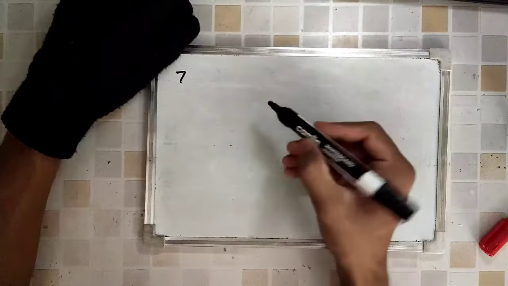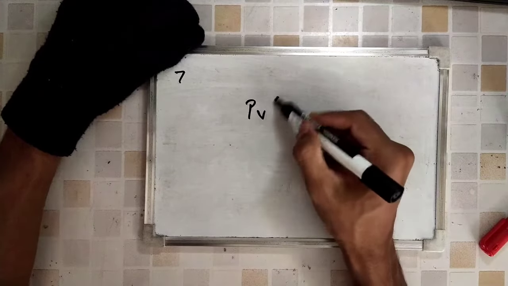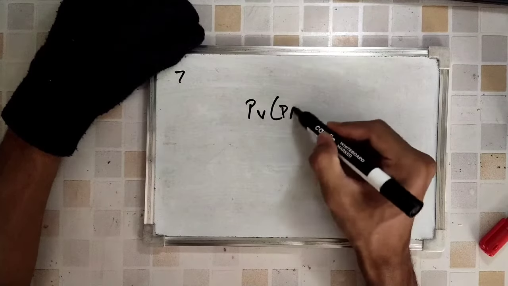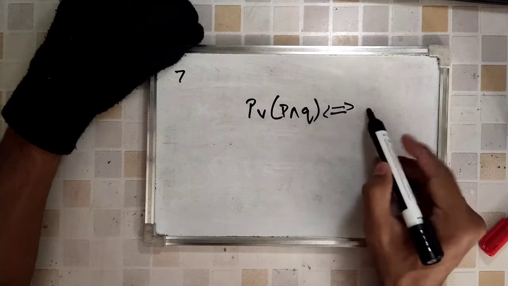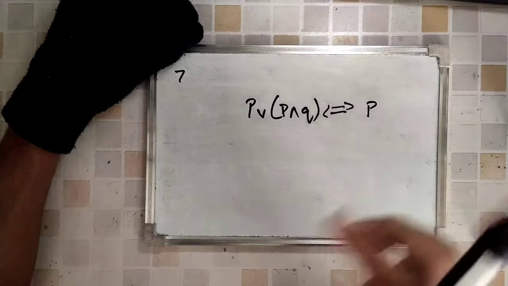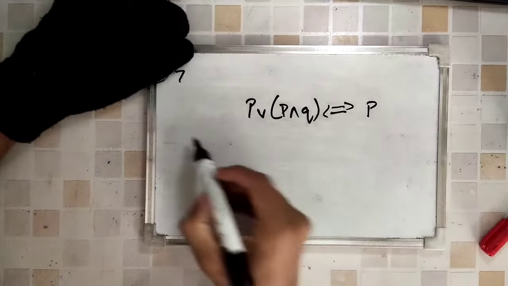Then the seventh one, absorption law. It says P or, in the bracket, P and Q, is logically equivalent to P. We have to prove how it is like that.